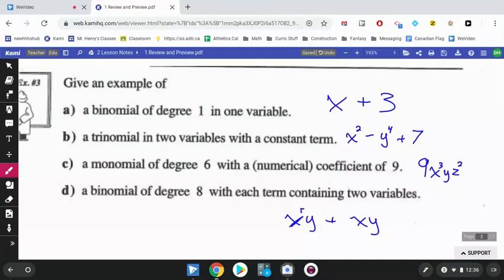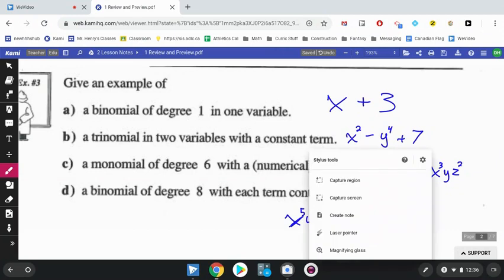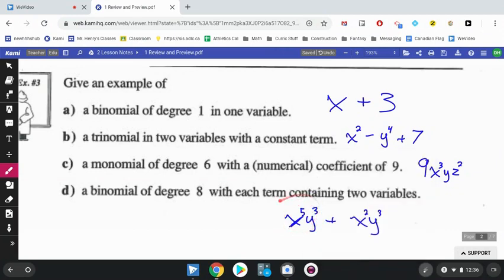And I'll go x to the 5, y to the 3. Those exponents add up to 8. The other one, xy, doesn't matter. I can leave it as is. I could maybe make this x squared, y cubed. Doesn't matter. As long as it has a degree less than 8, this first term has already stated that the degree of the whole polynomial is 8.